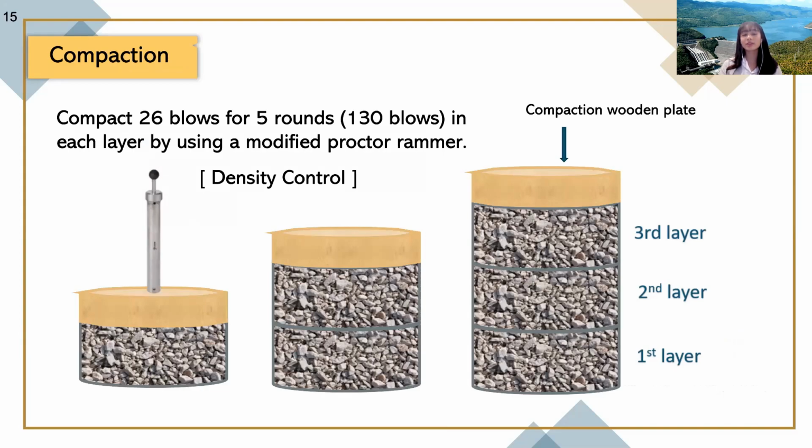Compact the rock sample for 26 blows for 5 rounds to reach the fixed density by using a modified Proctor hammer, and repeat the same step for the second and third layers.